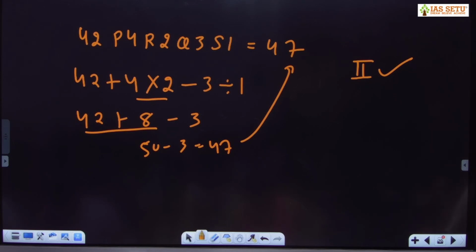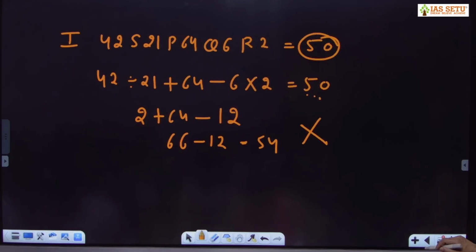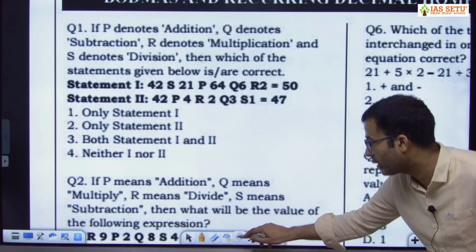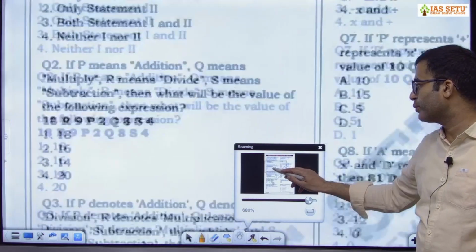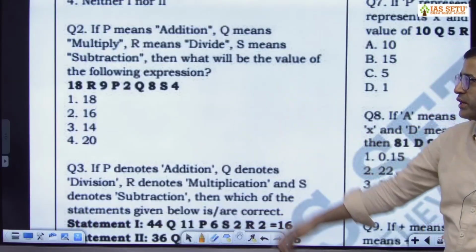Have patience. This is a bonus mark. If there will be a question on BODMAS, bonus mark. Try question number 2. Take your time. I give you 2 minutes. Keep the answer with yourself. You check this.